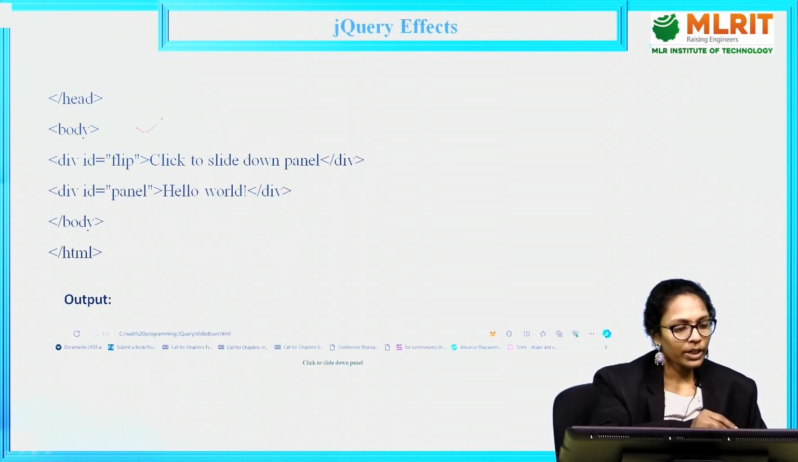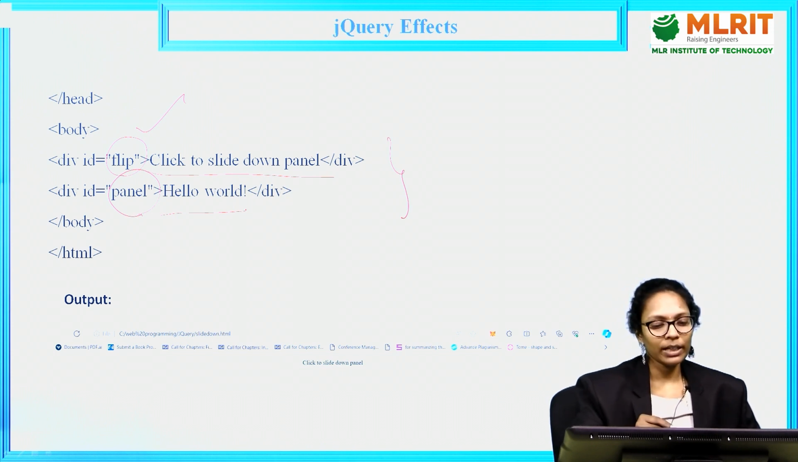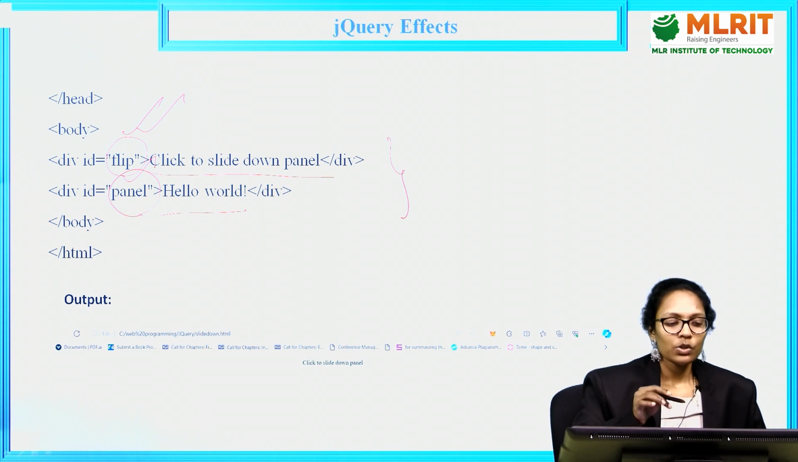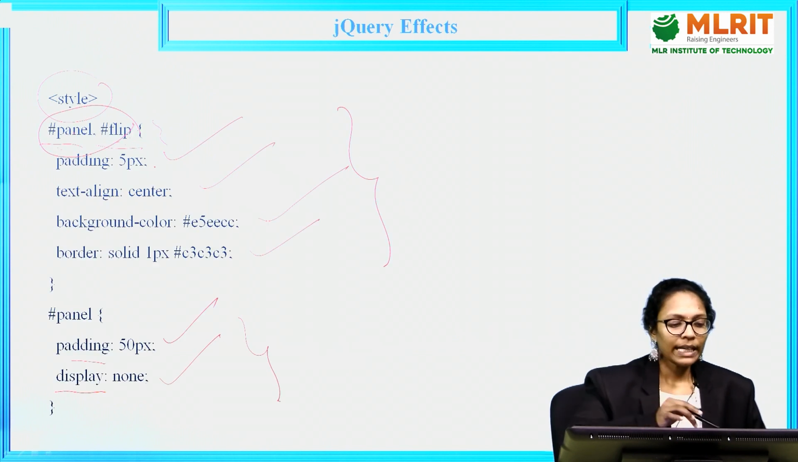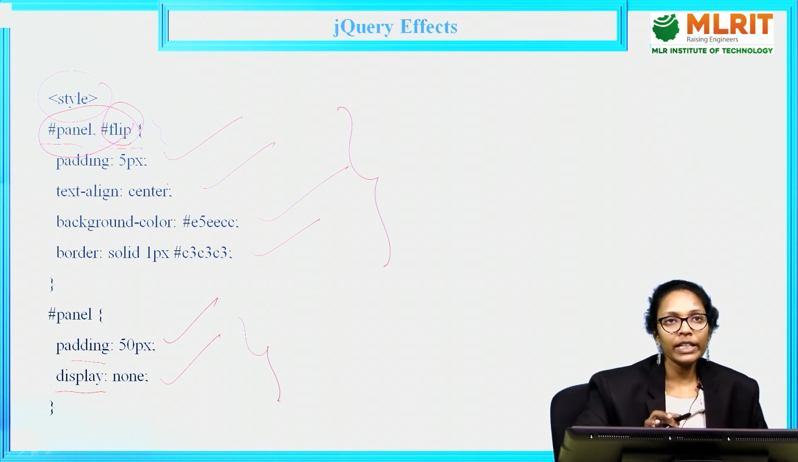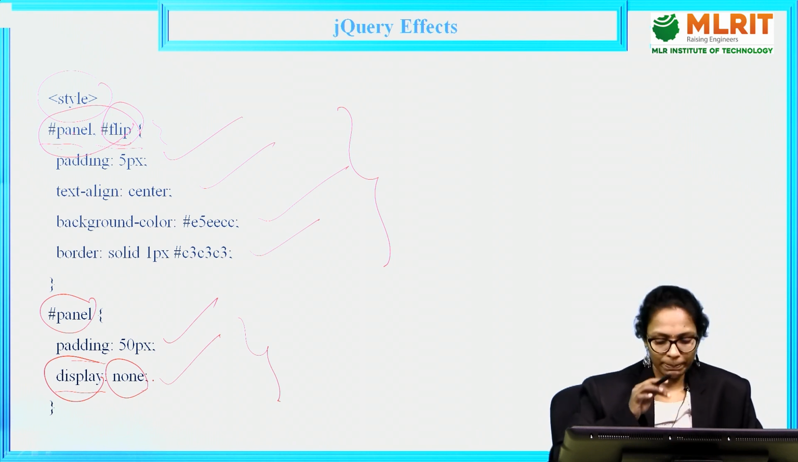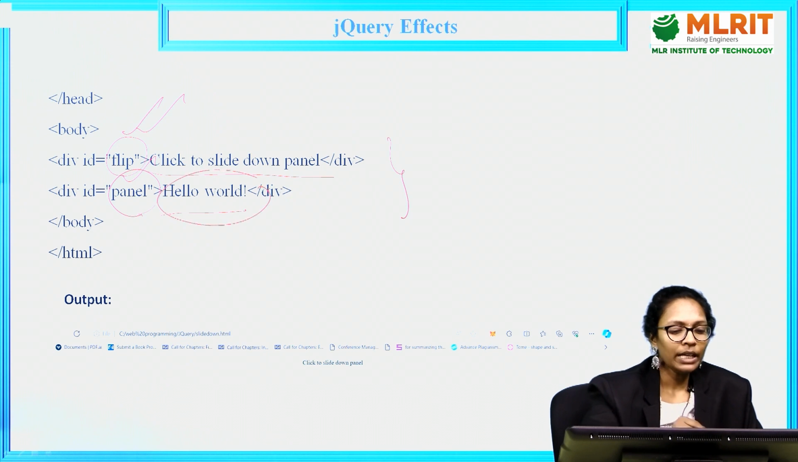Now coming to the body section, I am creating two divisions here. The first division ID is flip and the second division ID is panel. The first division displays a message: click to slide down the panel. If I click on it, hello world should be displayed. So that is our program. We have two panels here, right? The first is flip and the second is panel. The first one by default will be displayed, because in the CSS I didn't mention display for flip, so it is displayed by default. But for panel, display is none, which means initially it should not be displayed. So the second division will not be displayed initially.